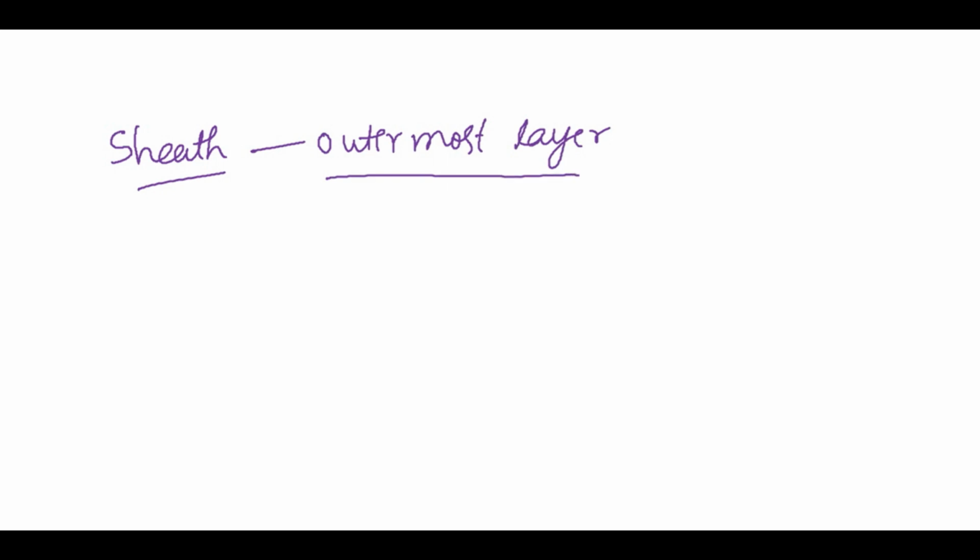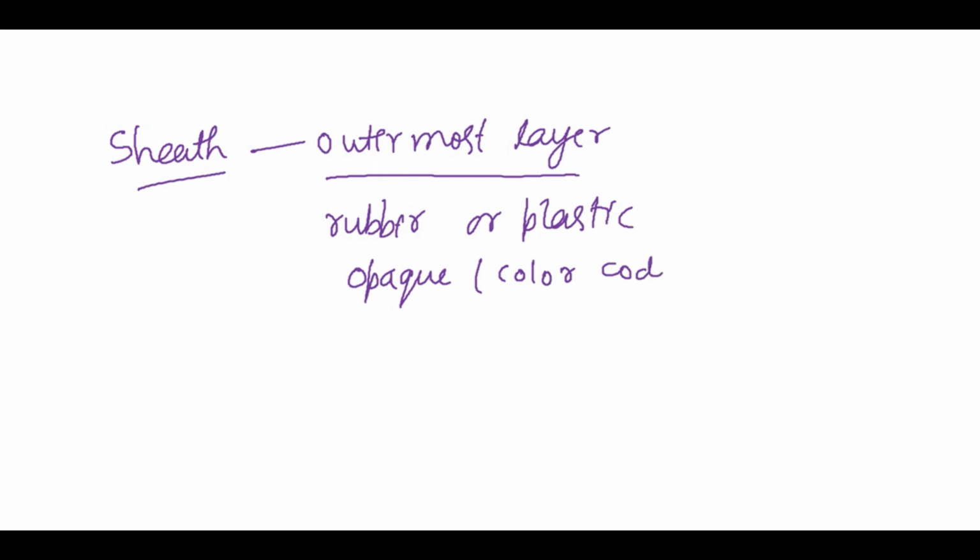It is made from rubber or plastic. It is opaque. Rather, we use color coding for the sheath for joining two different optical cables. Kindly remember there is a difference between fiber and a cable.